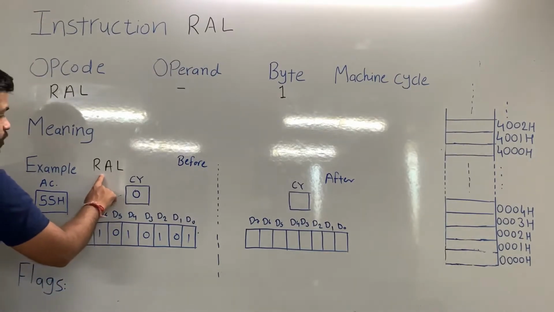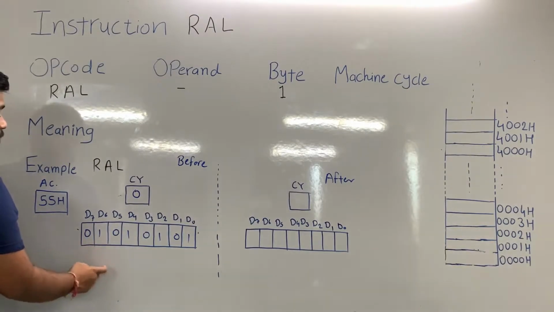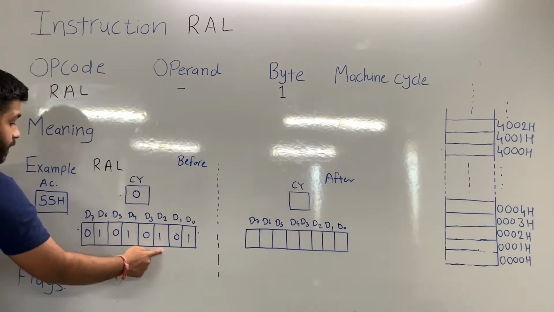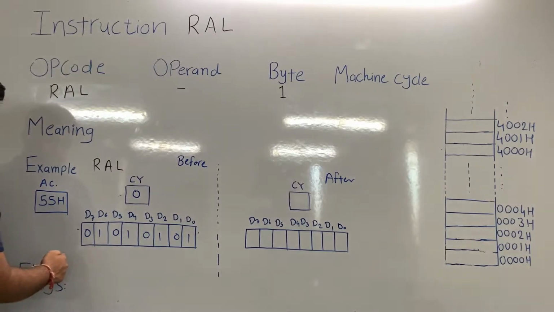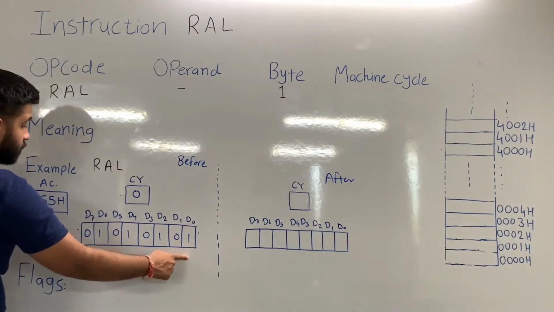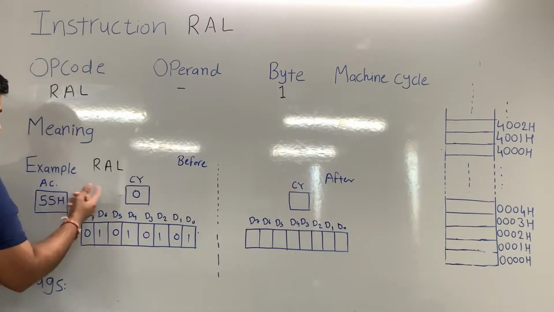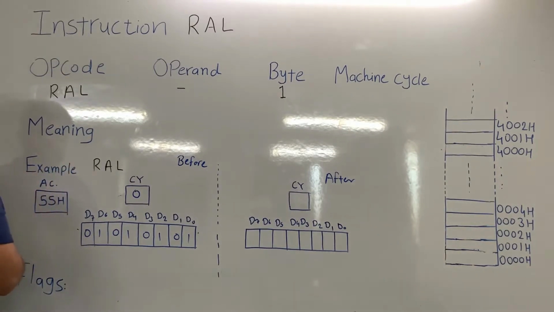So when this instruction is executed, the content of accumulator will be shifted by 1 bit towards left side. I am repeating, the content of accumulator will be shifted by 1 bit toward left side. So let's see what happens when this instruction is executed.